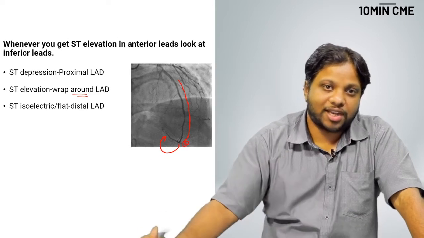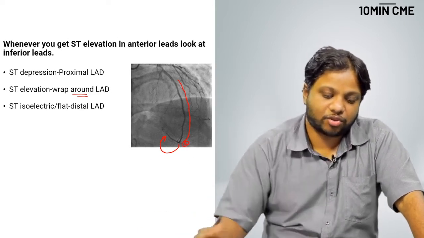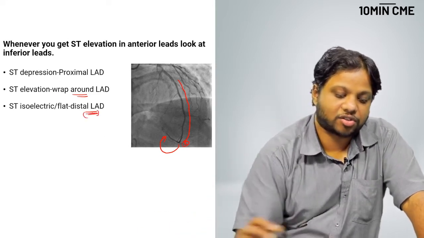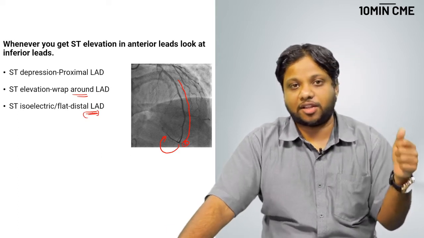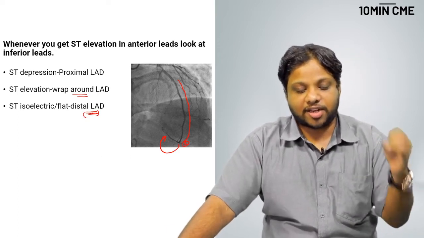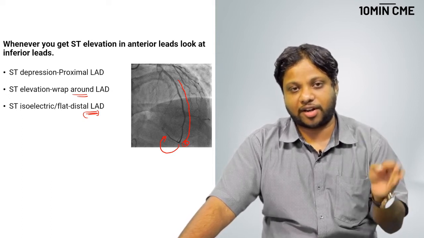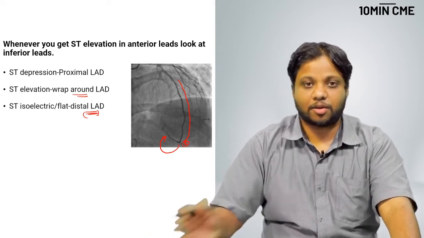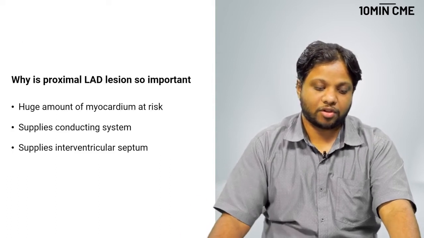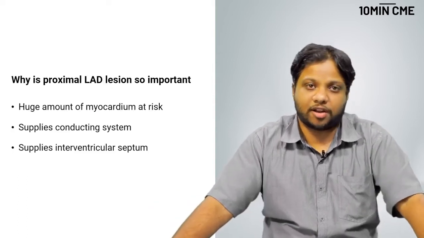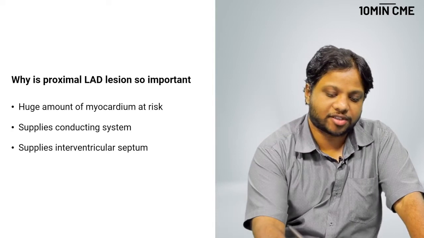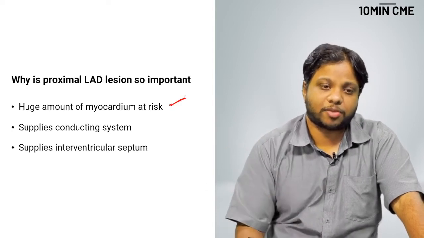If you see an isoelectric or flat ST segment, you think of distal LAD. So whenever you get ST elevation in the anterior leads, you look at the inferior leads: ST depression, proximal LAD; ST elevation, wraparound LAD; ST isoelectric, distal LAD. So again, proximal LAD is involved. Why is proximal LAD so important? Again, a huge amount of myocardium is at risk. So myocardial jeopardy is much more.